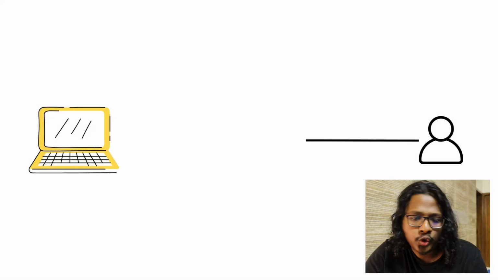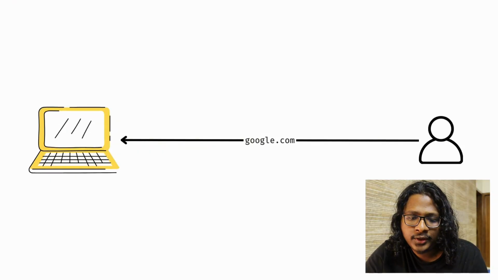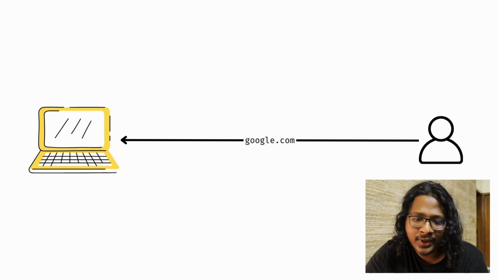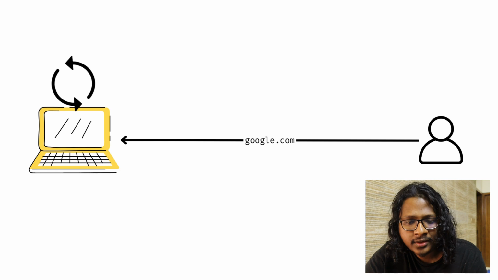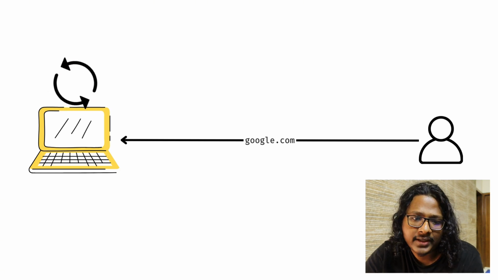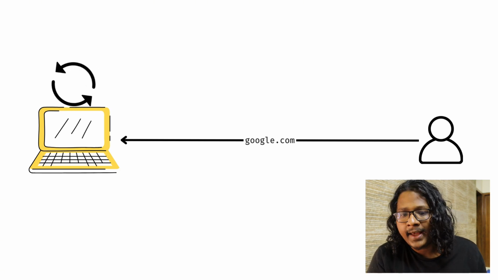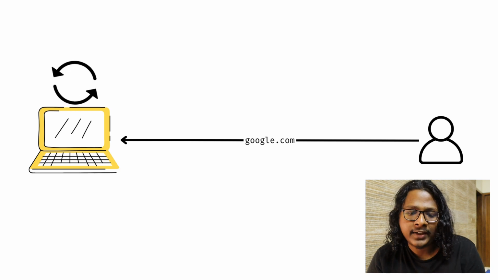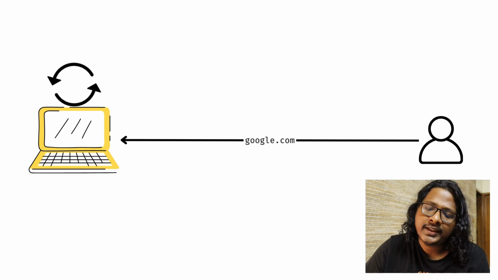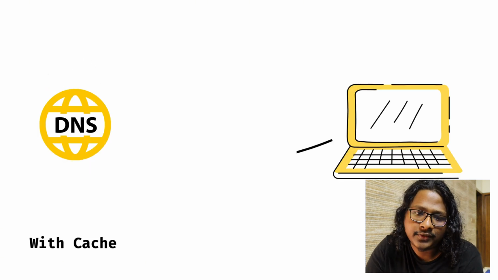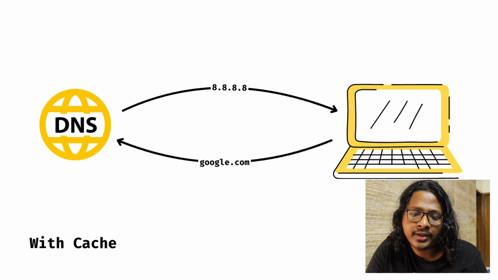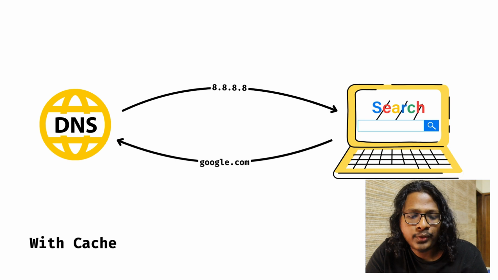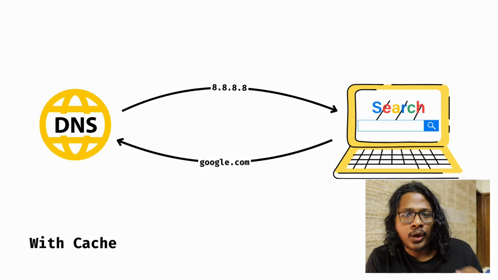Let's say you typed google.com in your browser. To get the IP address, your browser will first check its internal cache. If it's not there, it will check the operating system's cache. If both the browser and the OS don't have the IP cached, the request is forwarded to your DNS server. If the DNS server has it cached, it will return the IP address to your browser and you can visit google.com. Now, what if the address isn't cached anywhere?